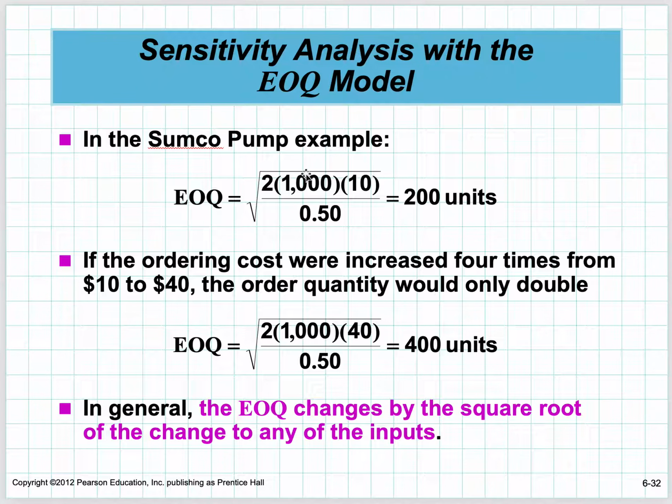So in the Sumco pump example, they say, okay, what if my order quantity goes from 10, everything stays the same, order costs go from 10 to 40. Well, it's 200 units, now it goes to 400. But that's a quadrupling of your order cost. Is that really going to happen? Probably means this was not right. So the EOQ changes by the square root of the change of any of the inputs.